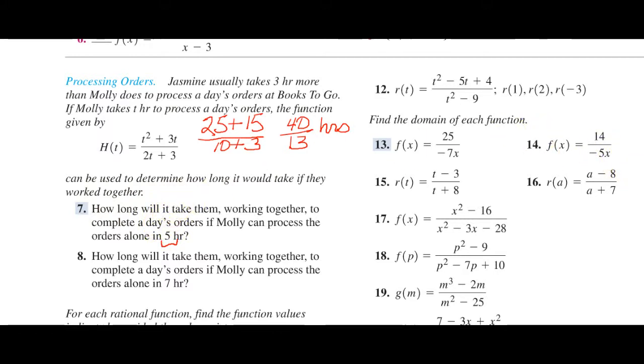And for number 8, we're going to plug in a 7. So 7 squared is 49. 3 times 7 is 21. 2 times 7 is 14 plus 3. So this is 70 over 17 hours.